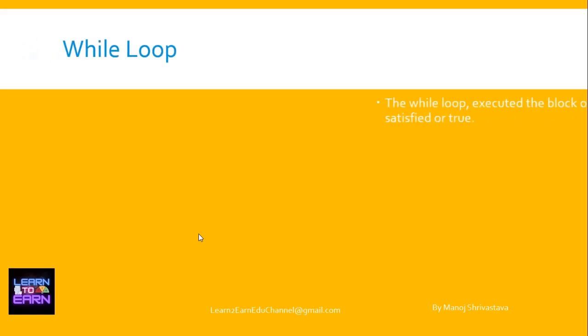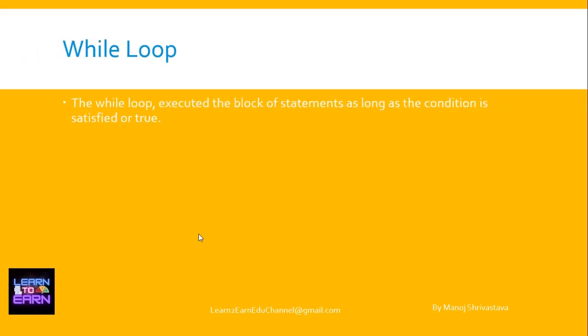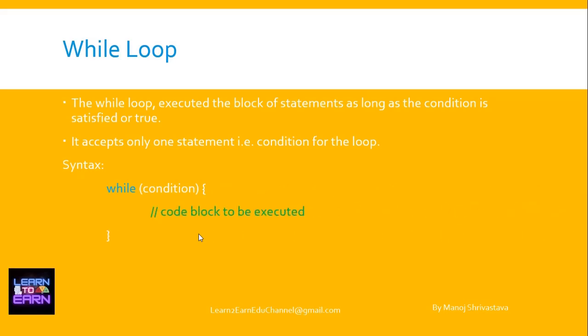While loop. The while loop executes the block of statements as long as the condition is satisfied, or true. It accepts only one statement, that is the condition of the loop. In a for loop, it accepted 3 statements: initialization, condition, and increment or decrement. But in a while loop, it accepts only one statement, which is your condition. The syntax of the while loop is: while, and in parentheses you provide your condition, and then in curly braces you write the code block to be executed.